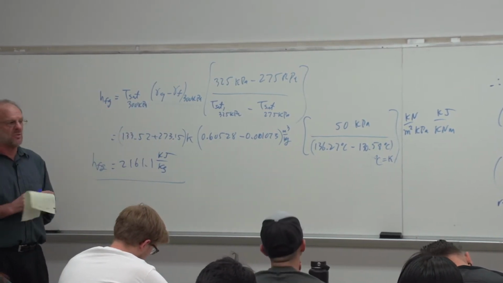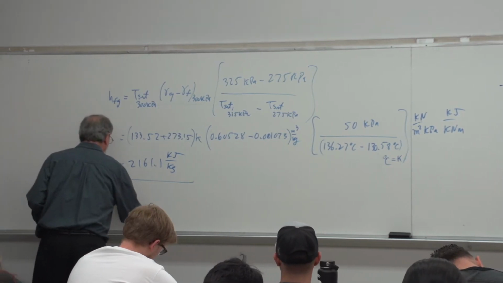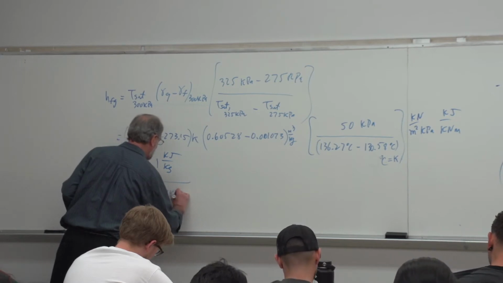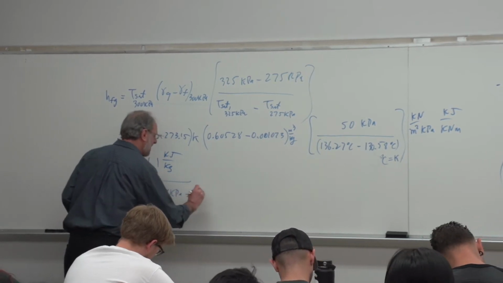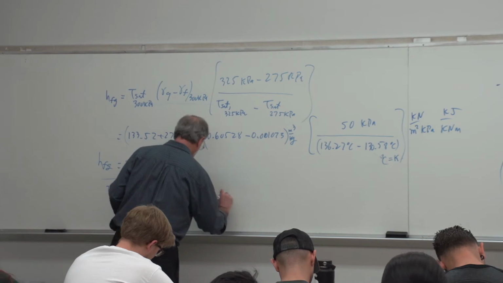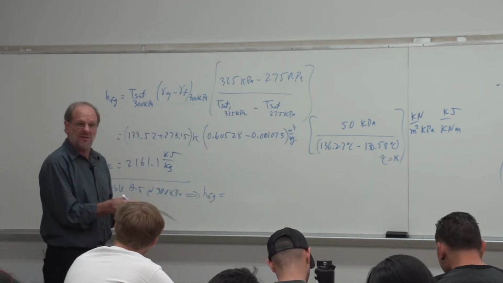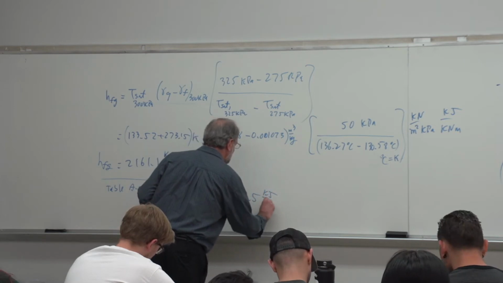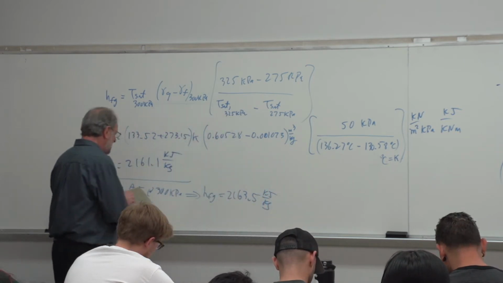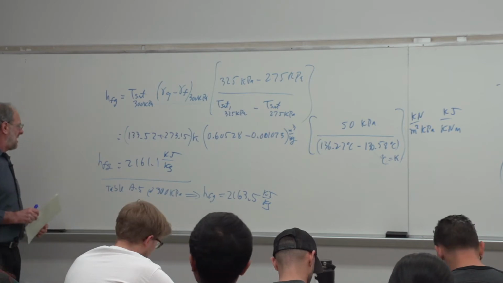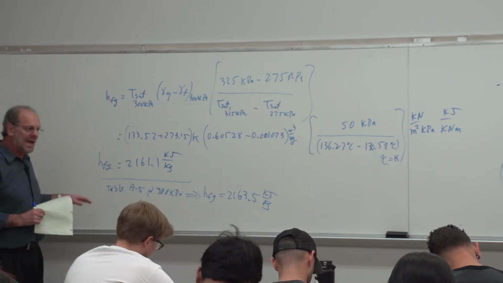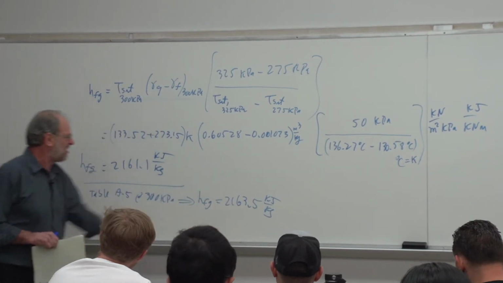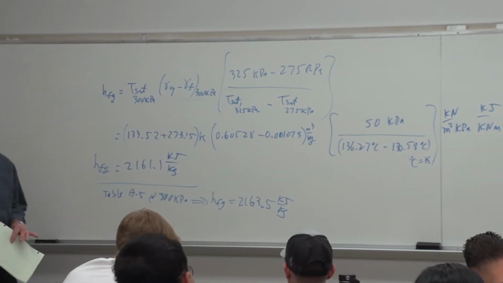Now, we compare this to what's in the table. If we go into table A5 at 300 kilopascal, we would find that h_fg is a little bit different. It's actually 2163.5 kilojoules per kilogram. So you might want to look at those two numbers and consider whether we've done it right. But the fact is, we're only off by what, 2.4 parts out of 2,000? So that's what, about 0.1%?